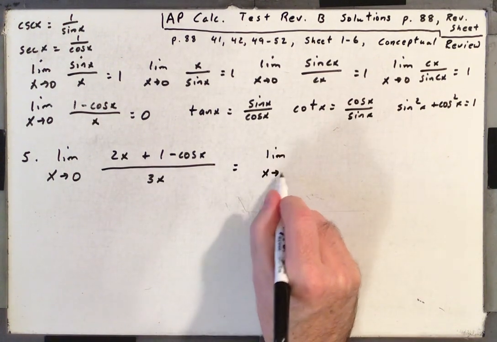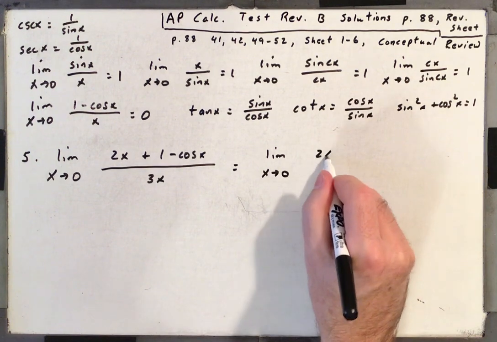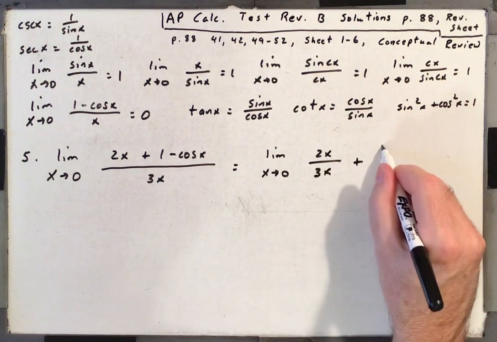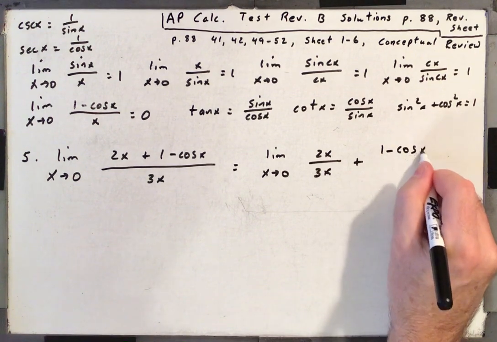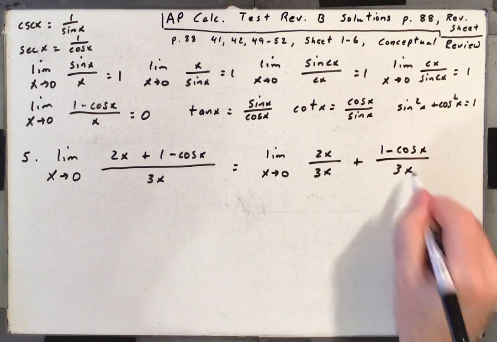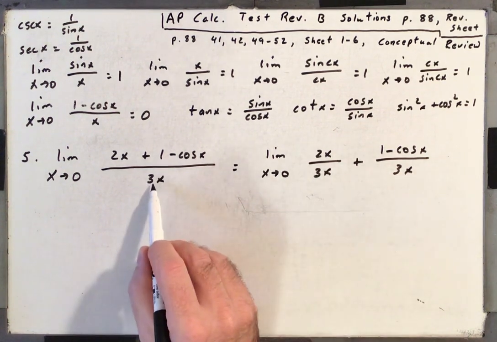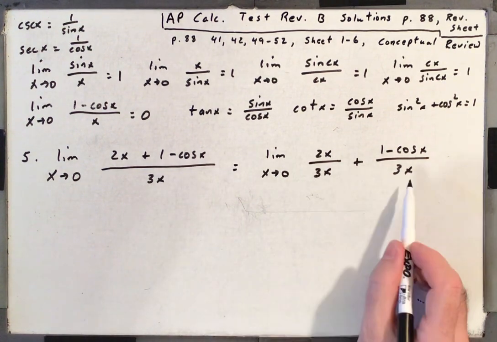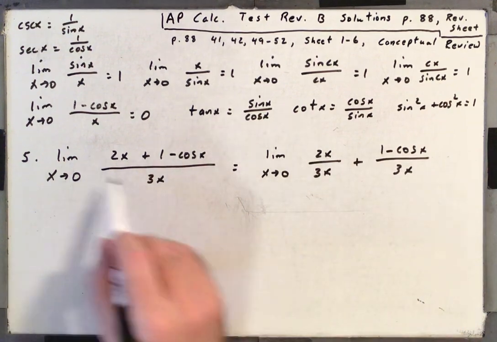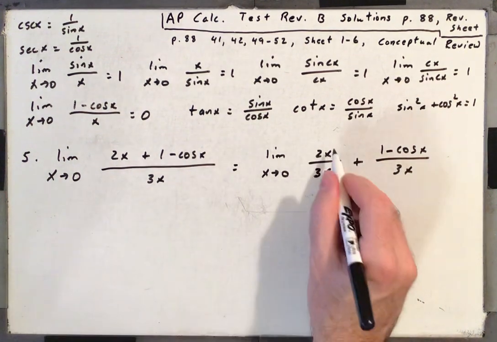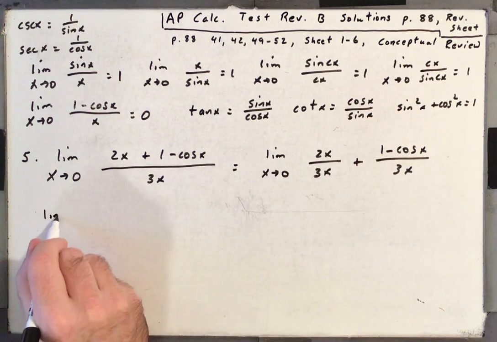The limit as x approaches 0 of 2x over 3x plus 1 minus cosine x over 3x. Okay, so now it's the exact same thing. I just split it apart. We have a common denominator here. This is the exact same thing as this. So that's 2x over 3x, right? It's just 2/3.